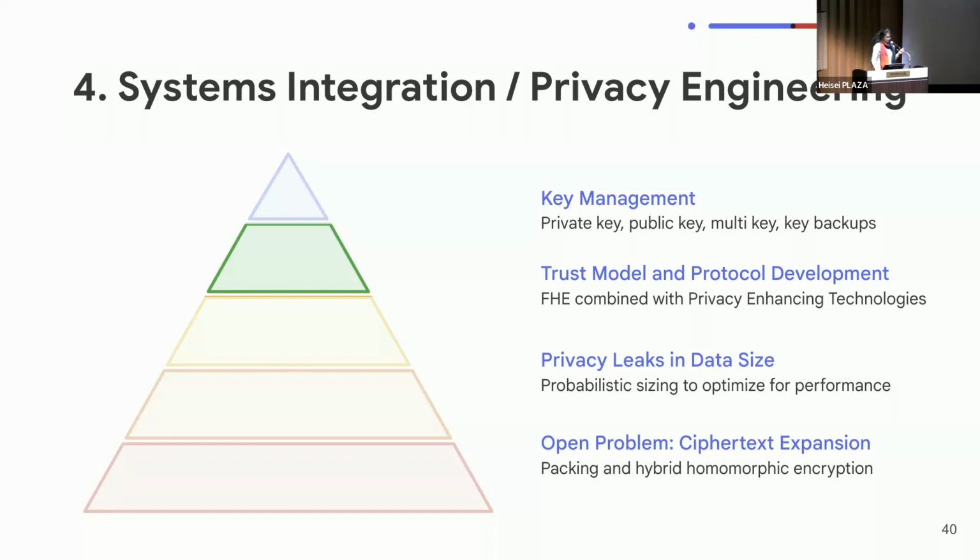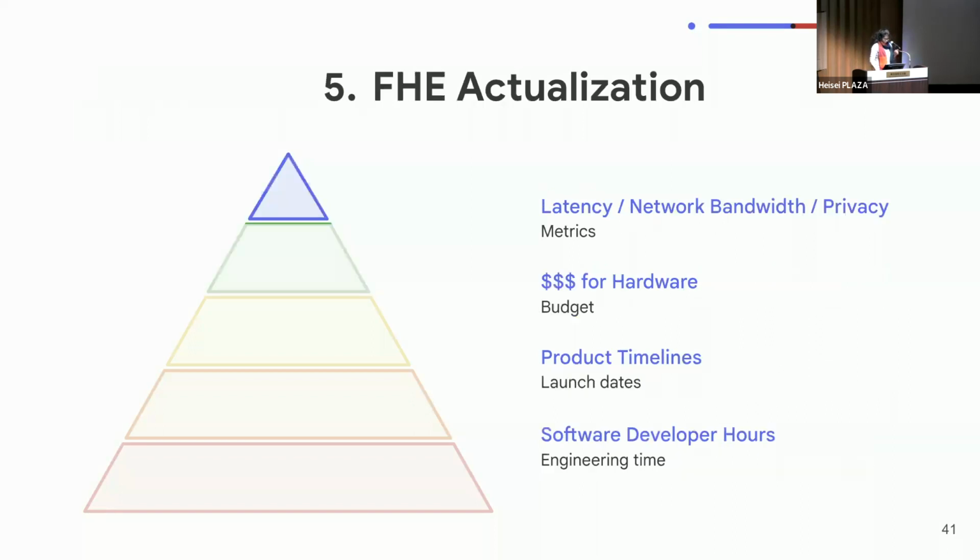There is packing and hybrid homomorphic encryption, which might help with ciphertext expansion, but it's not a fully solved problem yet. Okay, so on the top of the pyramid is FHE actualization. What does it mean? In a large company, at the beginning of the quarter, at the beginning of the year, the team comes together and they think about the product having some latency tolerance, some network bandwidth tolerance, some privacy requirements, some budget for hardware, and product timelines.